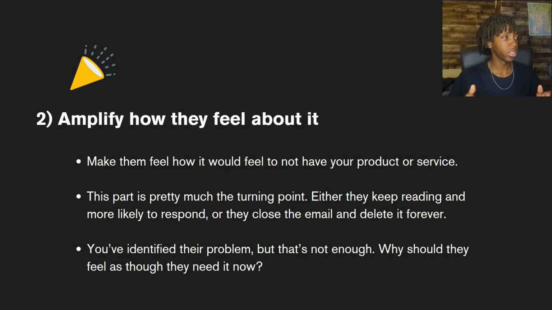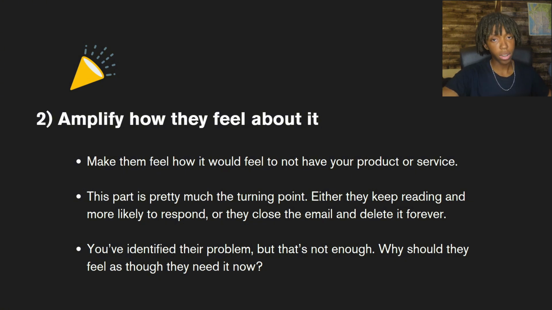They could be doing something else, and this part's pretty much the turning point. They either keep reading or they close the email and delete it forever. So this is one of the most important parts of the email. The whole thing's important, but this part is important because this is the turning point.